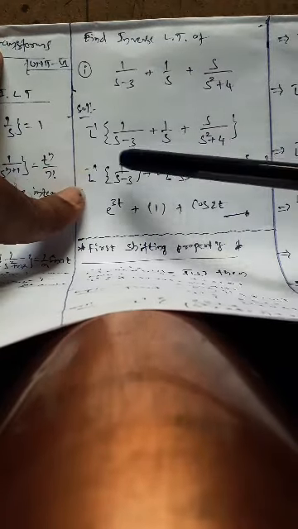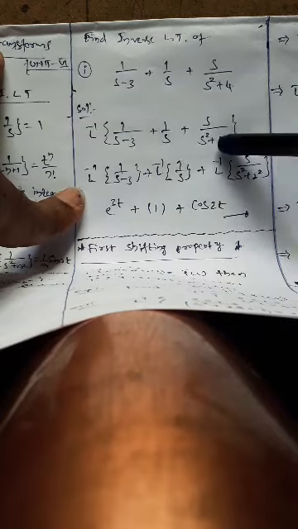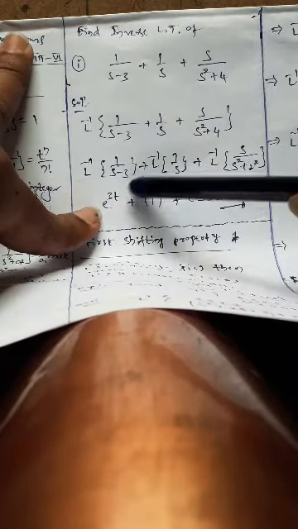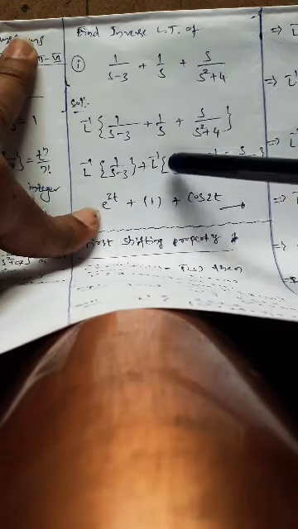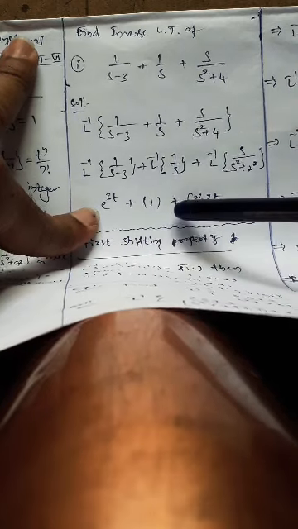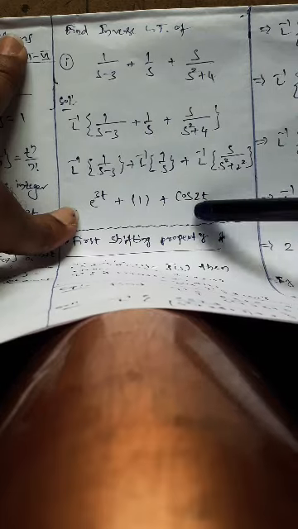Now let us see a problem. Find the inverse Laplace transform of this one. By using the linear property of the inverse Laplace transform, L inverse of this one plus L inverse of 1 by s plus L inverse of s by s square plus 4, which can be written as 2 square. So L inverse of 1 by s minus a is e power a t, in place of a we have 3, e power 3t, plus L inverse of constant by s is constant, that is 1, plus L inverse of s by s square plus a square is cos 2t.